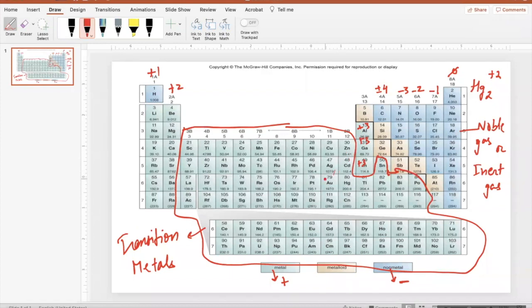Now, if I ask you, V, which stands for vanadium, can you tell me what kind of metal it is, type 1 or type 2? It's type 2, because type 1 is fixed charge. V is not a fixed charge. We cannot look at vanadium and tell what the charge is going to be based off the periodic table. So that's why they're called type 2, no fixed charge.